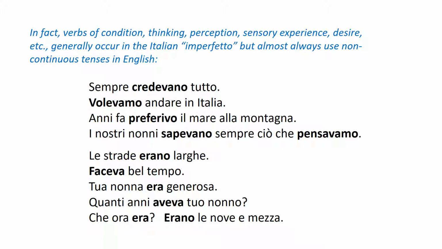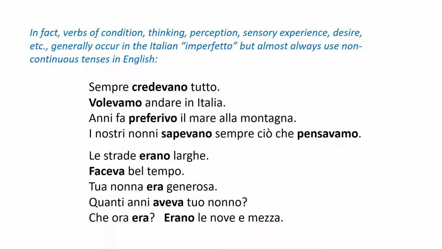The idea is that with the verb to believe, it doesn't usually make sense to say were believing or am believing. For example, you wouldn't say they were believing in God or they are believing in God. It's the same whether it's the present or a past tense in English. With this type of verb of cognition, we really just prefer the simple form. Volevamo andare in Italia. We wanted to go to Italy. It's the same thing for verbs of desire. Would sound funny to say we were wanting to go to Italy.